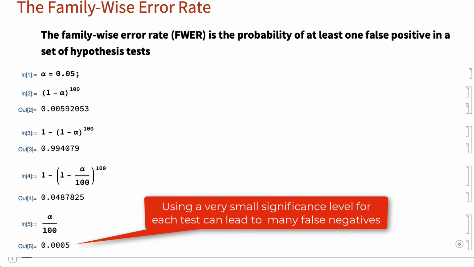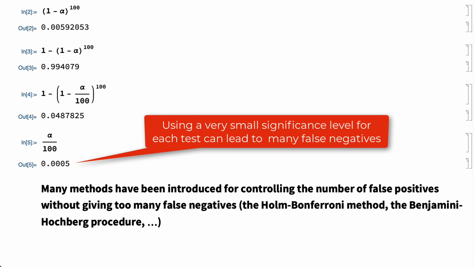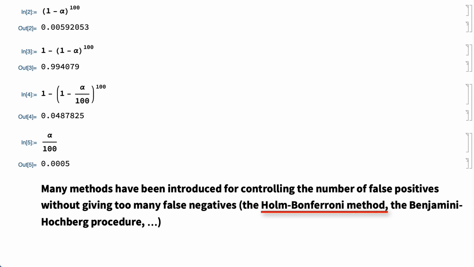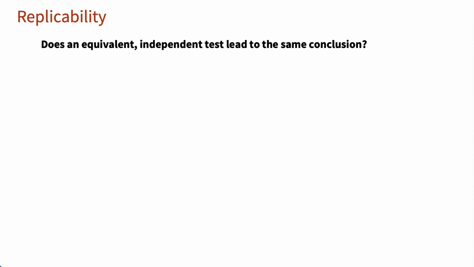In recent years, several different methods, including a method called the Holm-Bonferroni method, another method called the Benjamini-Hochberg procedure, and other methods have been introduced, all with the goal of controlling the number of false positives in multiple hypothesis tests without giving too many false negatives. A long-established standard for checking almost any scientific conclusion, however, is replicability, which is whether or not some equivalent independent test leads to the same conclusion.